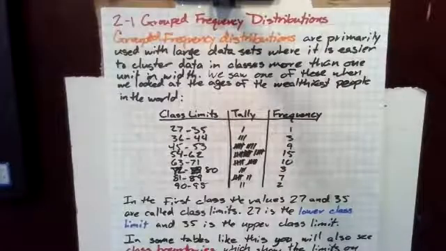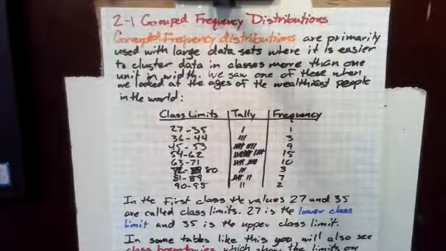In this video, we'll look at grouped frequency distributions. Grouped frequency distributions are primarily used with large data sets where it is easier to cluster data in classes more than 1 unit in width. We saw one of these when we looked at the ages of the wealthiest people in the world, and this is that chart again.